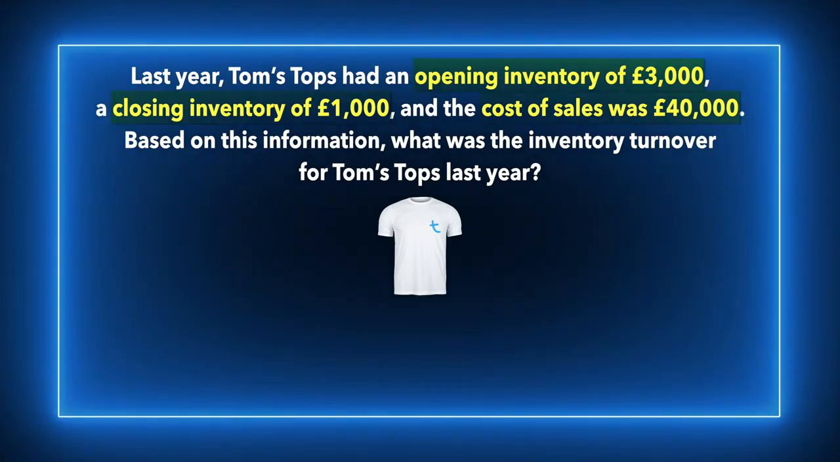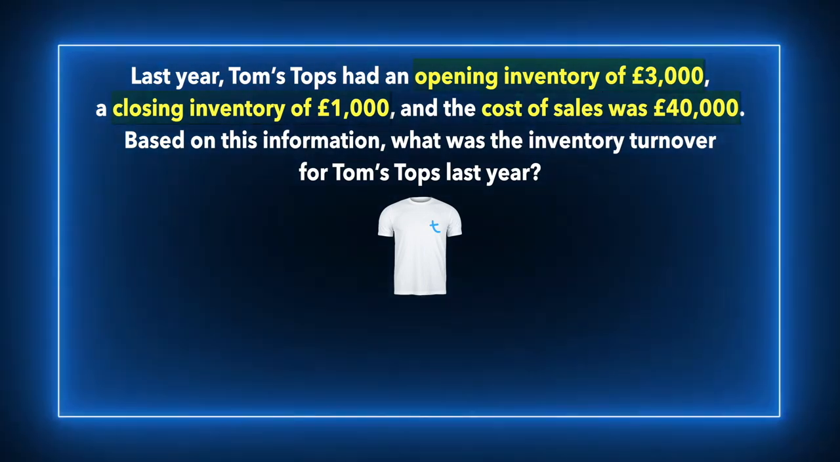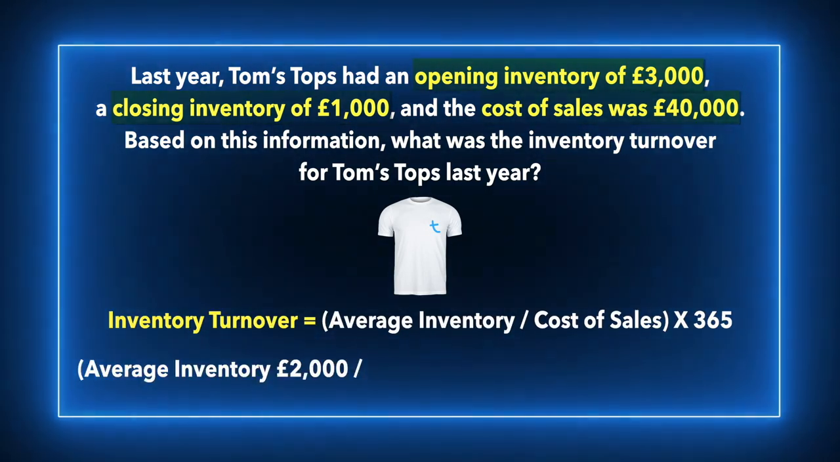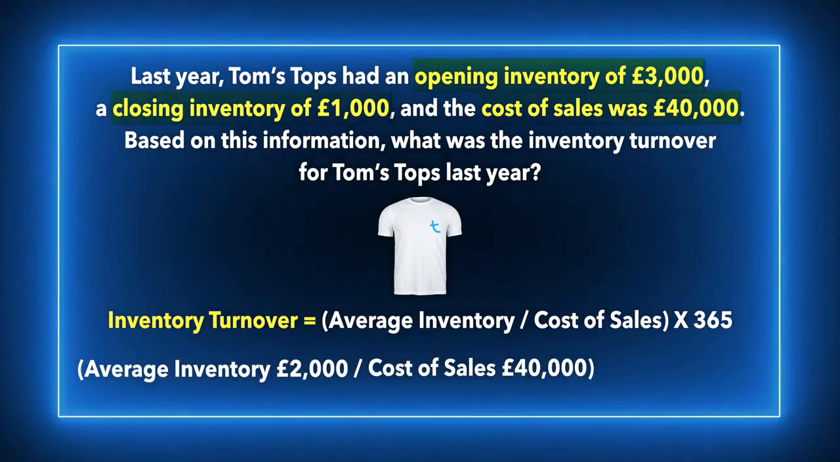All you need to do now is apply the inventory turnover formula, which is average inventory divided by the cost of sales multiplied by 365. So that's an average inventory of £2,000 divided by a cost of sales of £40,000 multiplied by 365, which equals 18.25, meaning that the business holds onto an item of stock for an average of 18.25 days.